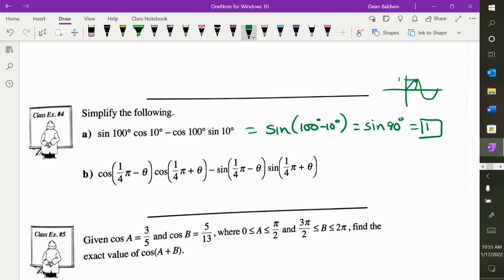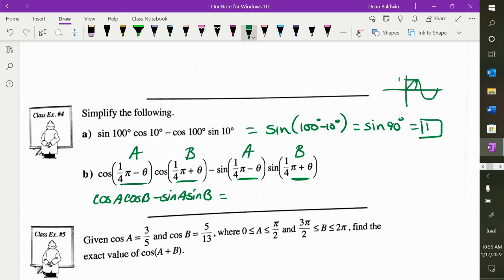What I'm going to do is give you something like the next one here. Cos of 1/4 pi minus theta, cos of 1/4 pi plus theta minus sine, and so on. It looks really complicated. But really, this angle and this angle are the same, and this angle and this angle are the same. So this is your A, and that's your B, and that's your A, and that's your B. So really we have cos of A, cos of B, minus sine of A, sine of B. What does that equal? Which formula does that match on your sheet?